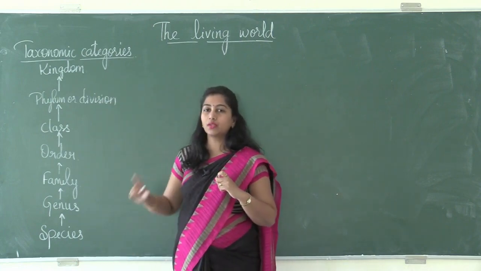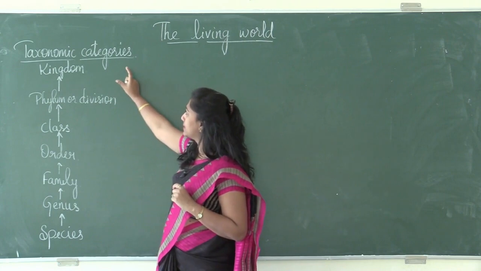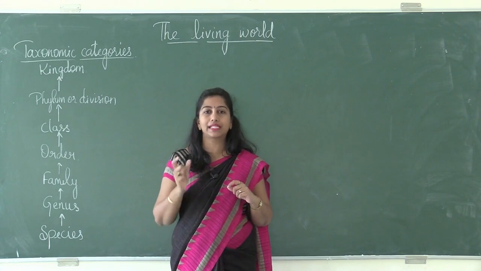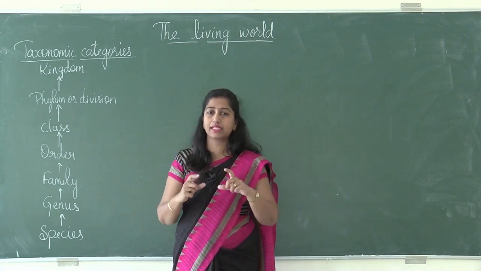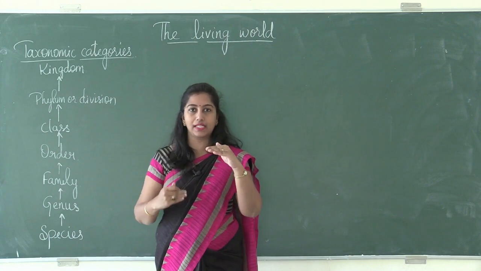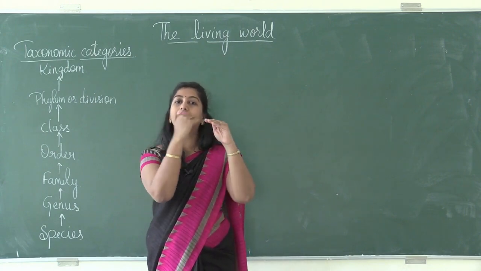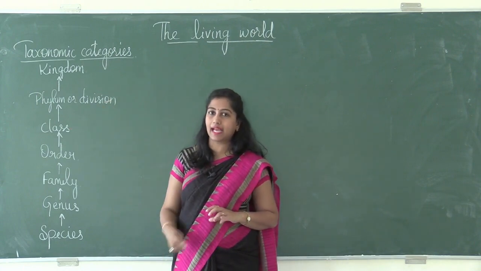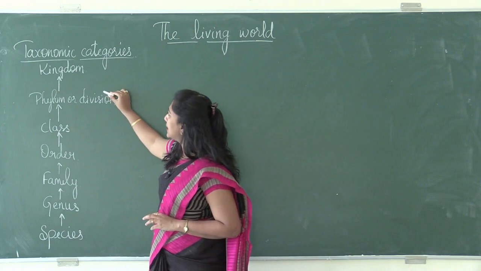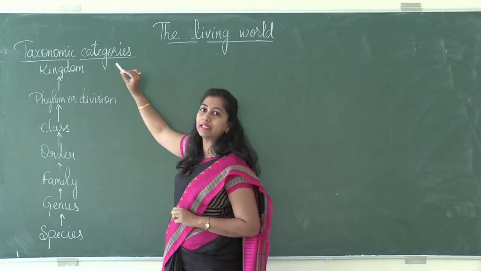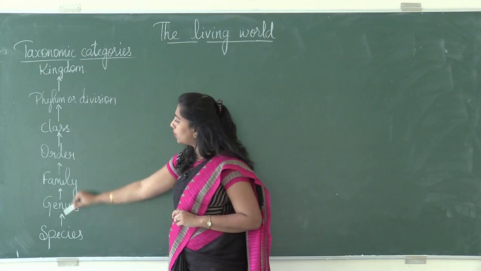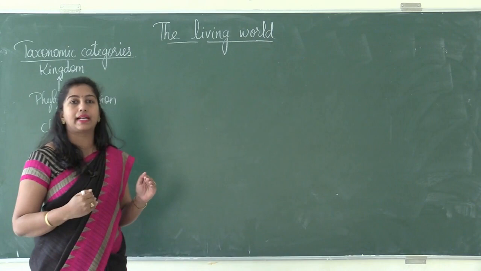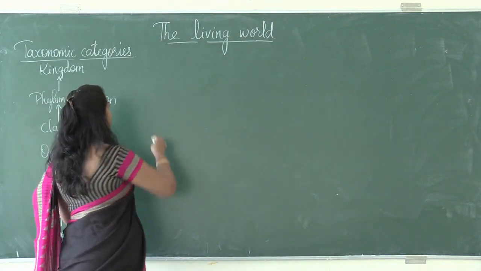So, taxonomic categories. I told you about a particular word called taxa or taxon. When classification is done, as I told you, it is done in different rankings, and each category or each ranking is called a taxon. Each one we call a taxonomic category, and this whole arrangement of different categories in taxonomy we call the taxonomic hierarchy.